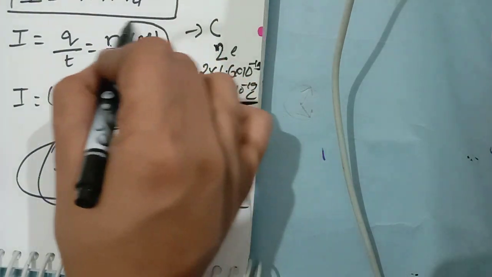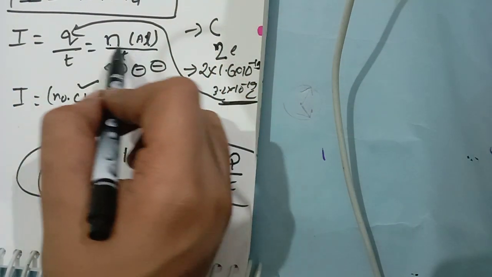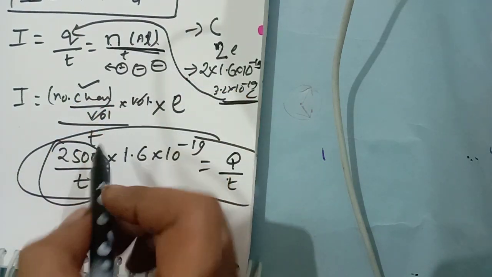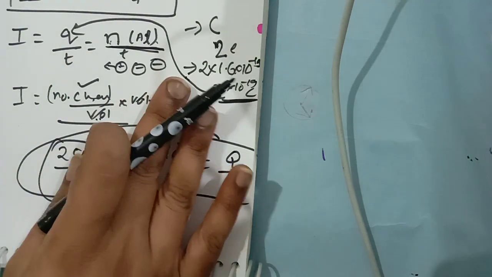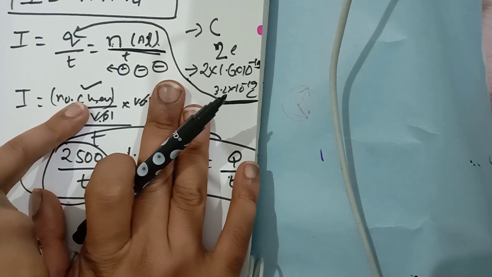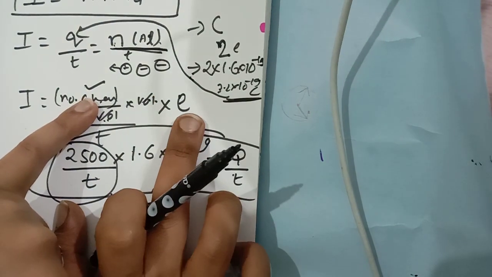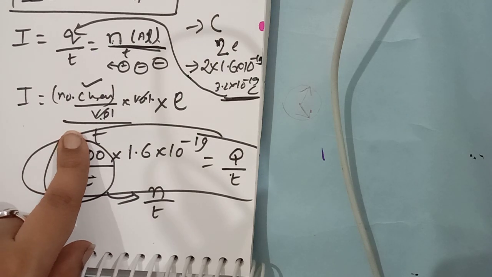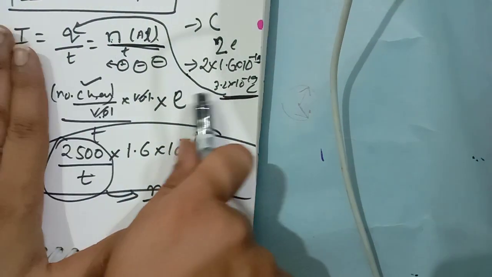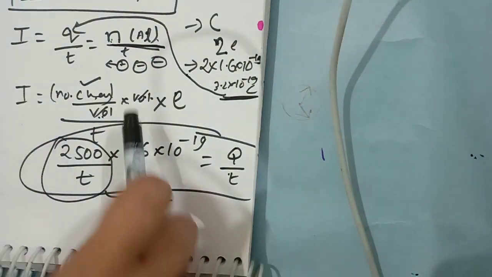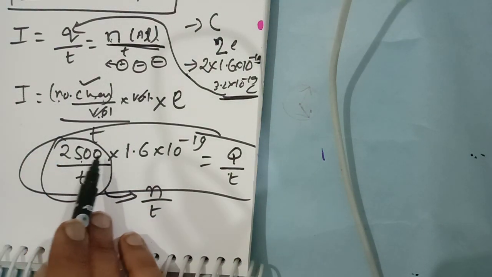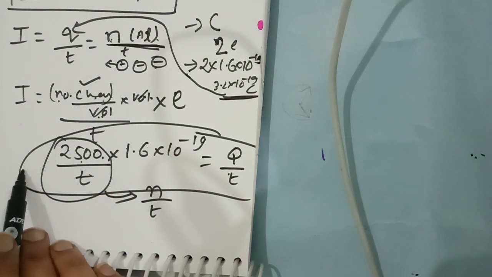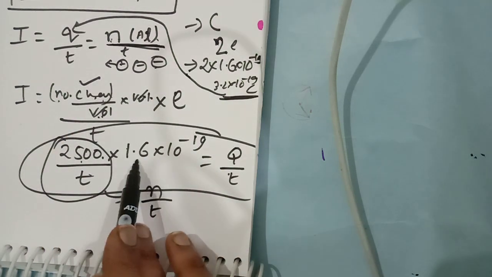It should be over there, but it is not so. It is just the number of charge carriers per unit volume into volume, so it is just a number. We want charge. Number into one charge is total charge. Just like number of kgs into cost of 1 kg is total cost, divided by time T. So we will write the number of charges, 2500 if 2500 charges are there, divided by time T, into one electronic charge.